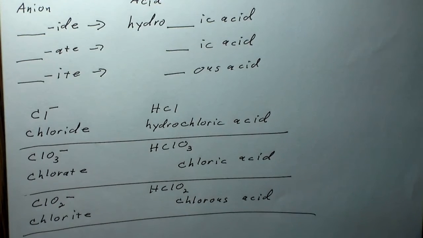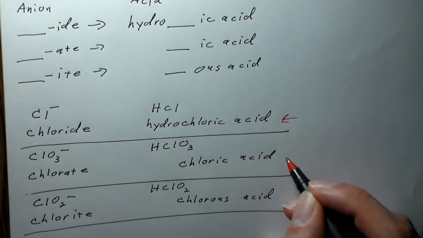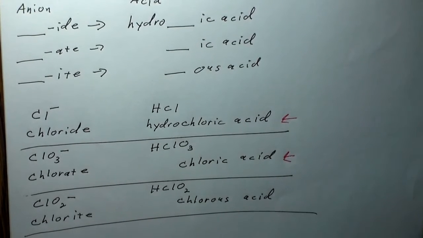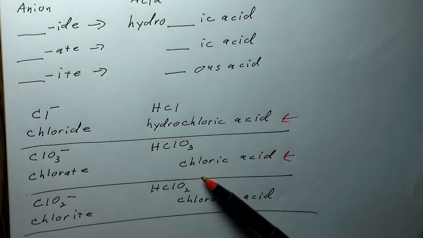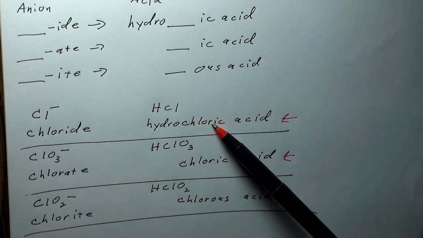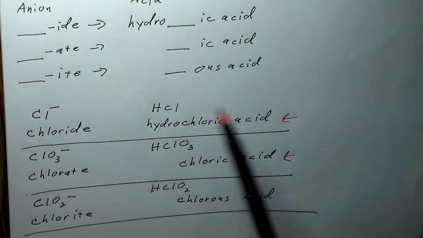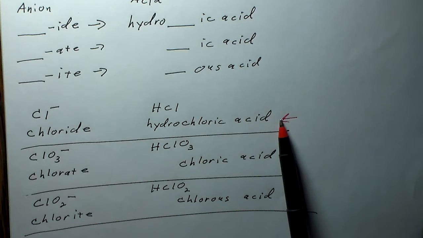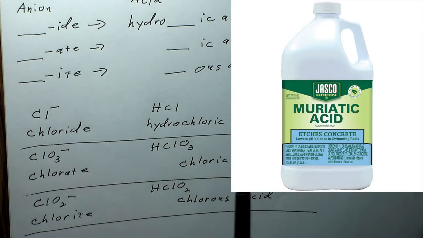Just as a little hint, knowing the difference between chloric acid and hydrochloric acid is very important. It's a nice little tricky test question, just a heads up. There is an obvious difference between chloric acid and hydrochloric acid. Hydrochloric acid is a very, very common acid. It's used quite often in the laboratory. You can even buy this in the hardware store. It's commonly known as muriatic acid.